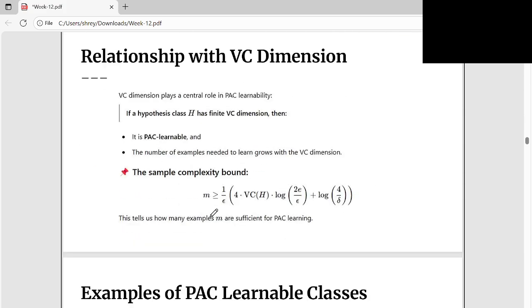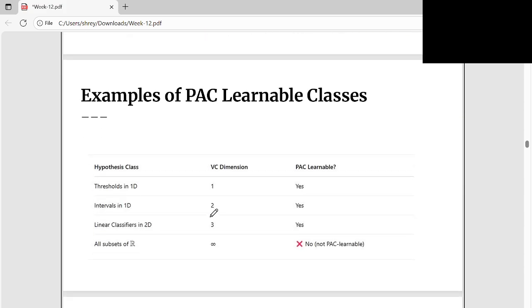Okay, so here are the VC dimensions of some classes. For example, threshold in 1D. 1D means you are saying if x is greater than a, then it is 1, otherwise 0. Then intervals in 1D and linear classifiers in 2D. These two we have discussed, right?